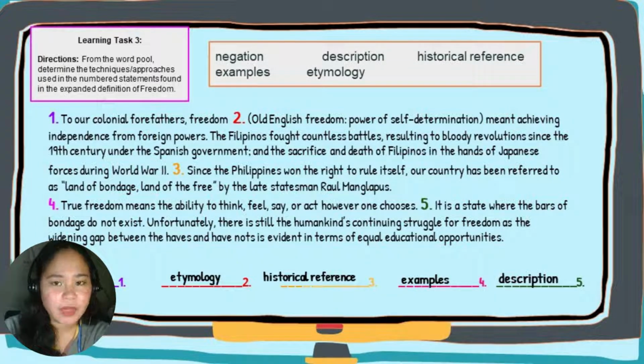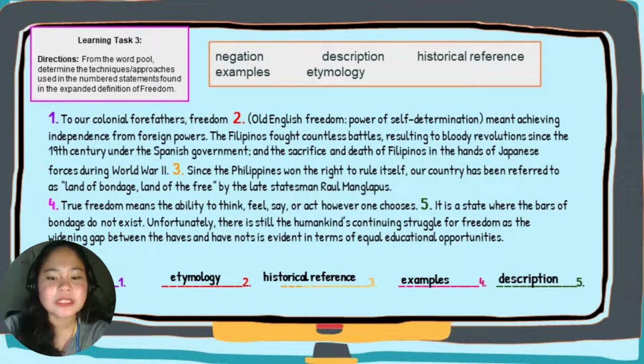Okay, let's move on to number 2. Old English freedom, power of self-determination, meant achieving independence from foreign powers. So the Filipinos fought countless battles, resulting in bloody revolutions since the 19th century under the Spanish government, and the sacrifice and death of Filipinos in the hands of Japanese forces during World War II. So what technique or approach is used in this statement, class? Okay, so this expanded definition uses etymology. Very good.